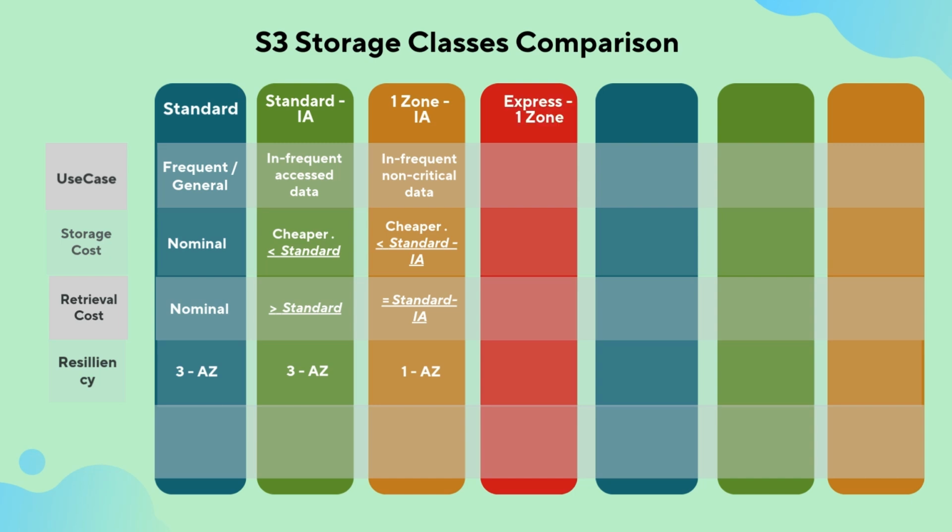Next comes express one zone. This is used when you want the data to be accessed very frequently and very rapidly with minimal latency. That is when you use express one zone, and the storage cost is definitely costlier even than standard. But the retrieval cost is a lot cheaper than standard. But again, the catch is that it is stored in only one availability zone. So you need to be careful, you need to evaluate your requirements and then choose the right storage class.